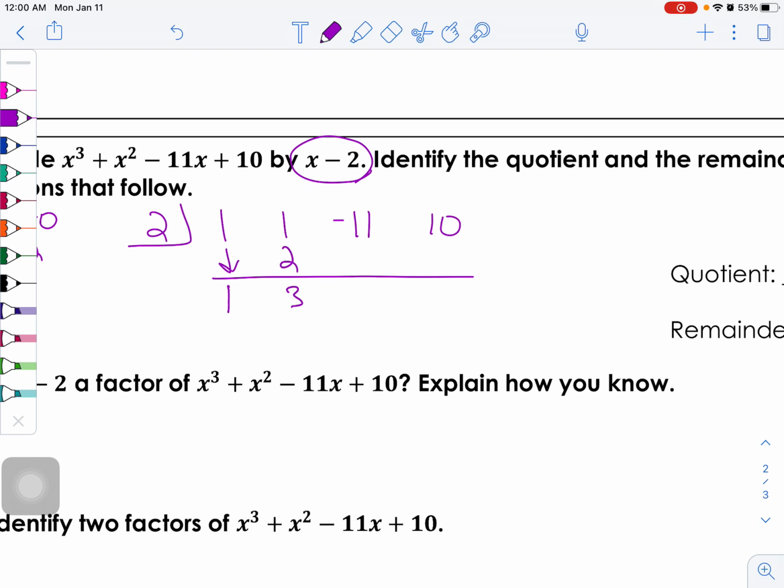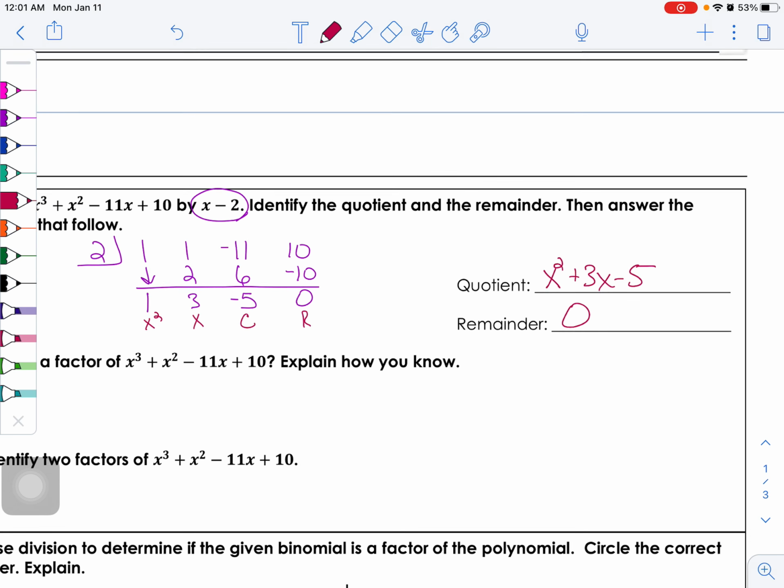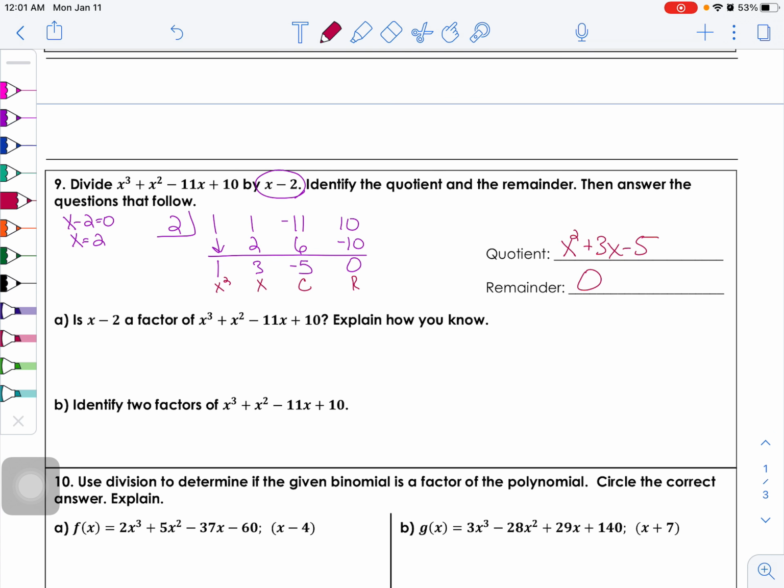Let's try that again. All right, so 1, 2, 3. 2 times 3 is 6. That's going to be negative 5, negative 10 quotient. All right, so remainder is 0. We're dealing with x's here, and then my next term up would be x squared. So my quotient is going to be x squared plus 3x minus 5. Remainder is 0.